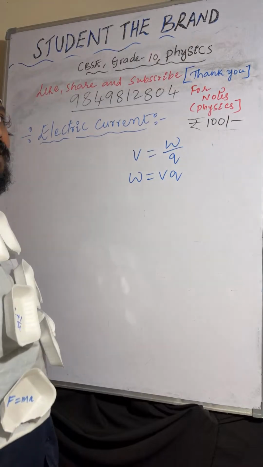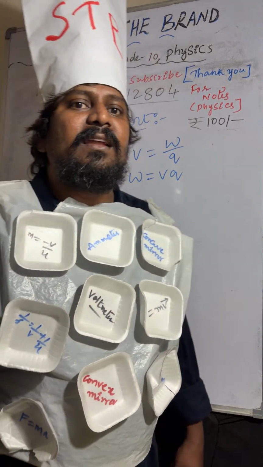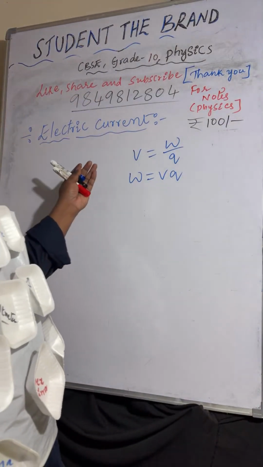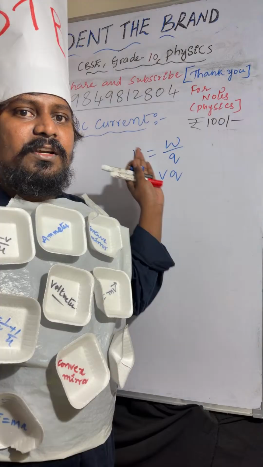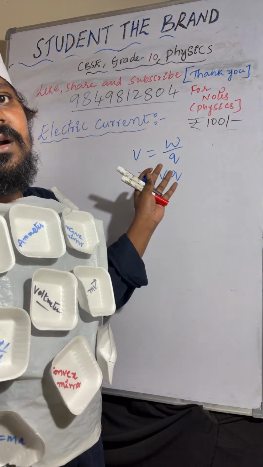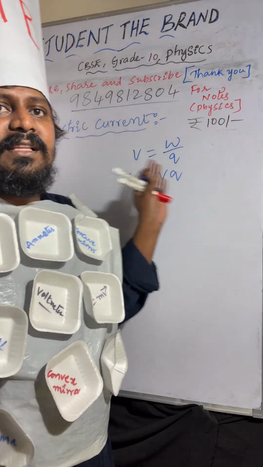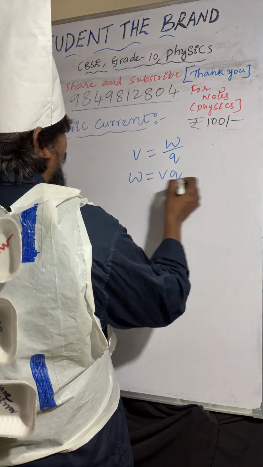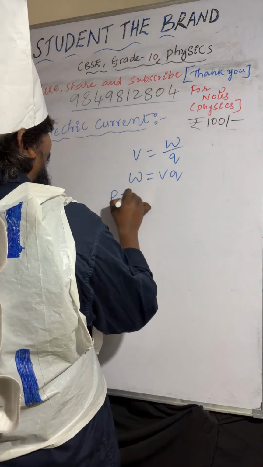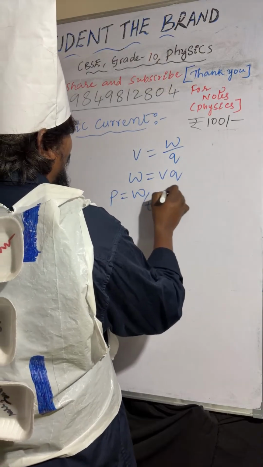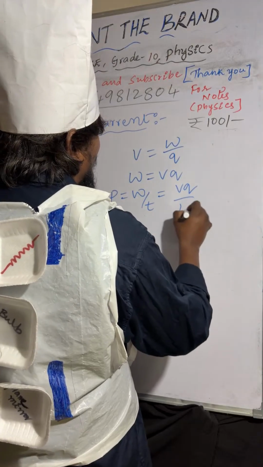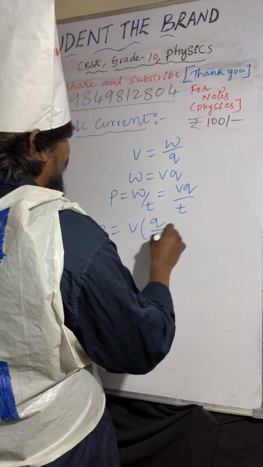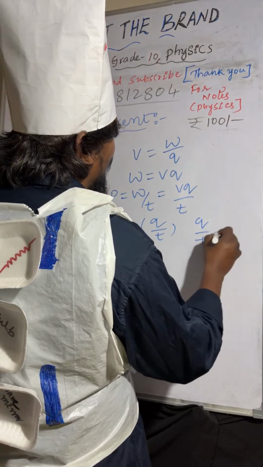Okay, so the potential difference across the ends of the given metal conductor. Here we are discussing electrical potential difference: the work done to bring a unit positive charge from one point to another point within the conductor. V equal to W by Q, so W equal to VQ. P equal to rate of doing work, VQ by T. P equal to V into Q by T. Q by T is I.